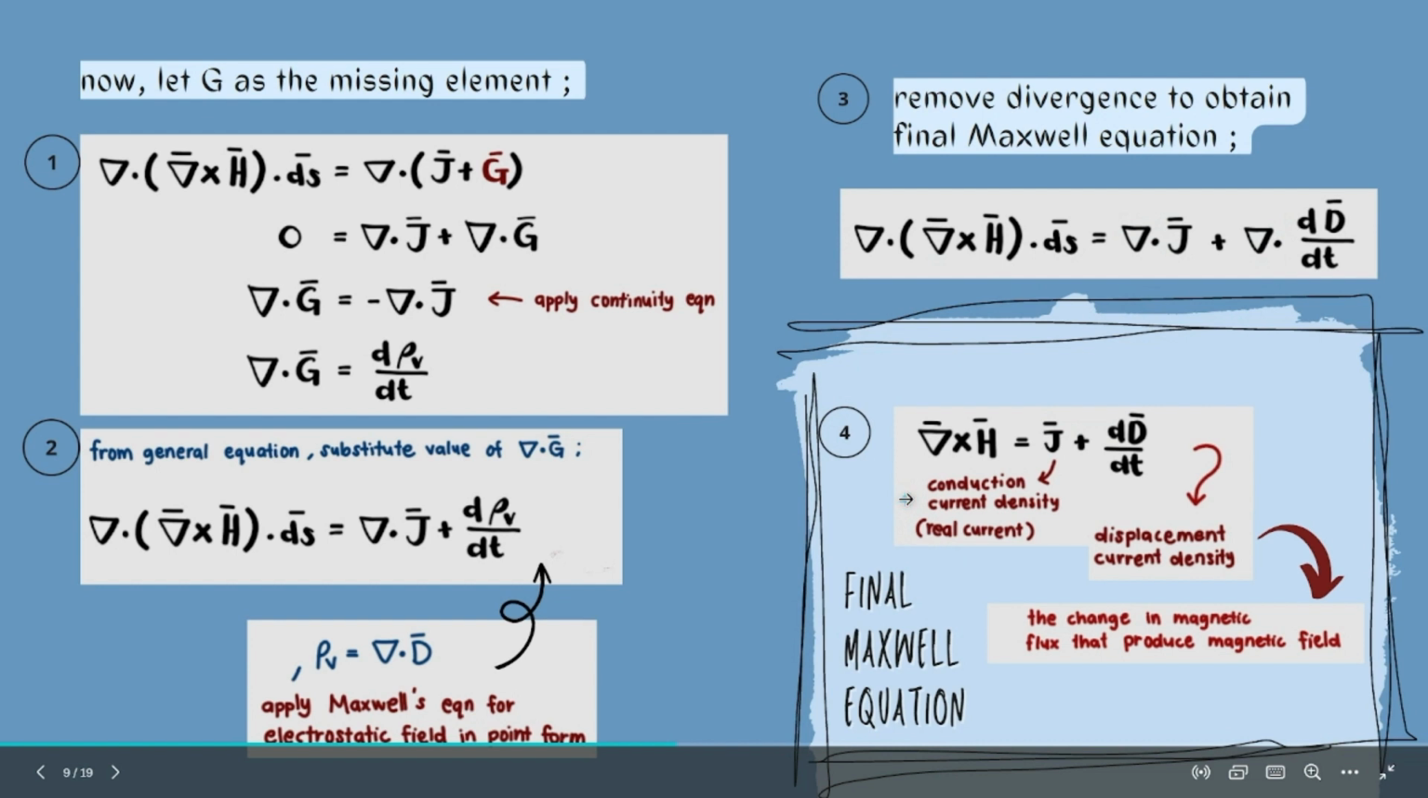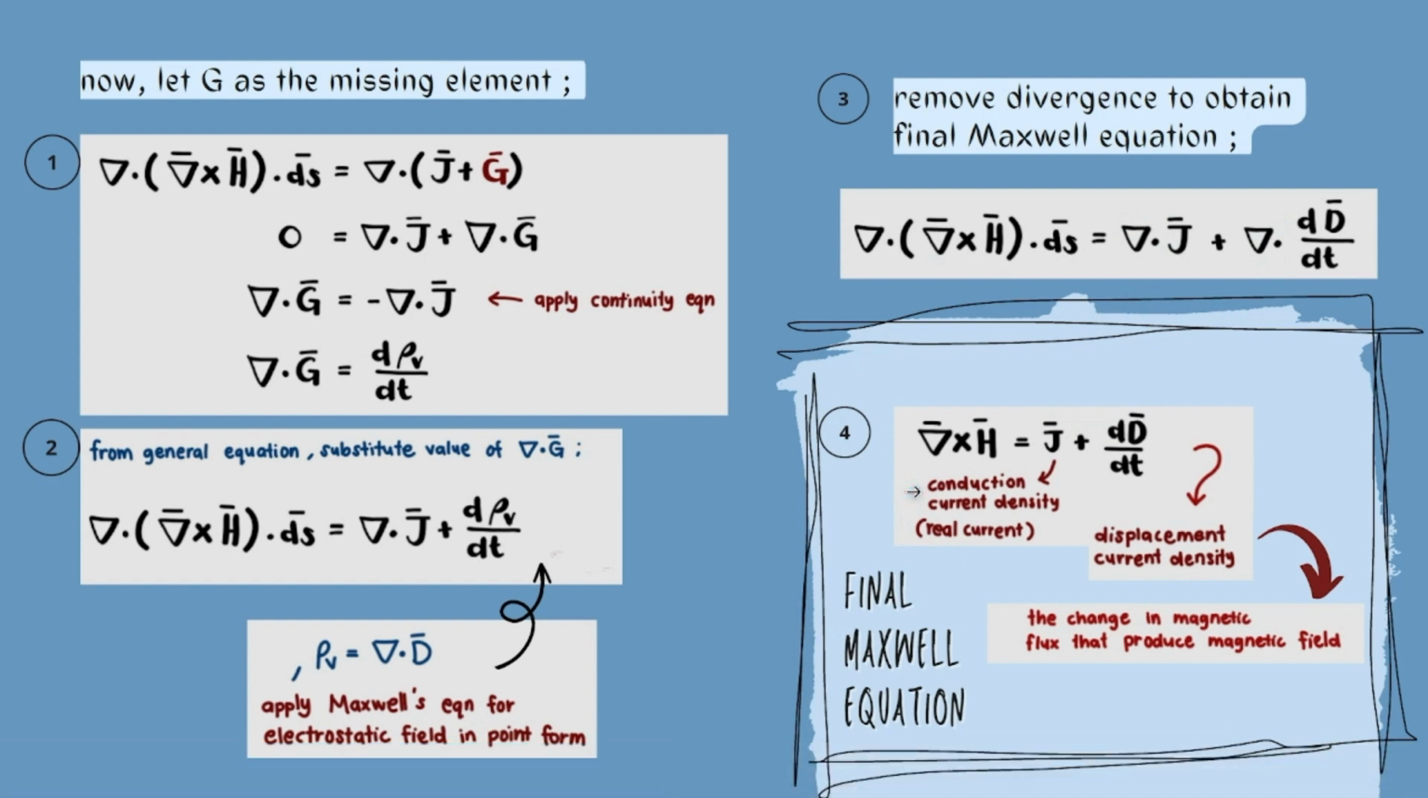The final Maxwell equation says the curl of H is equal to J plus dD over dt. The J means the conduction current density, and the dD over dt is the displacement current density. In other words, it is the change in electric flux that produces the magnetic field. When there is a change, it needs time. So when we don't have time, we don't have change, which means the value of dD over dt will equal 0.